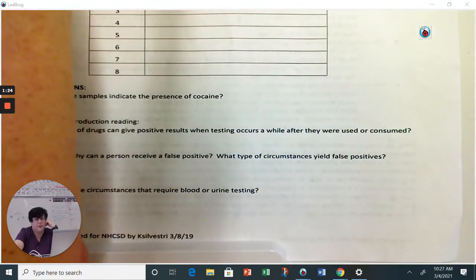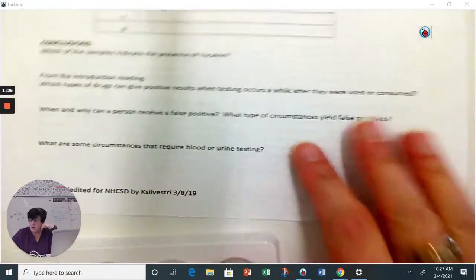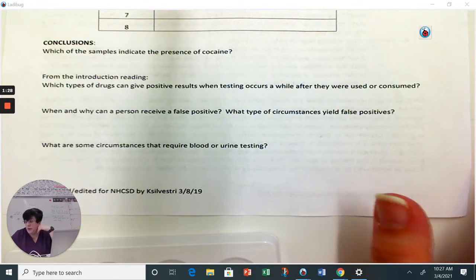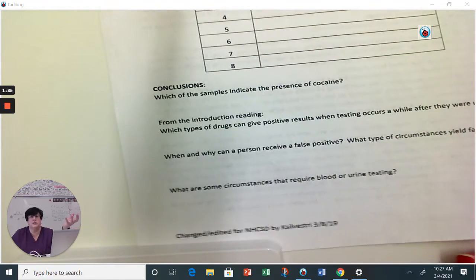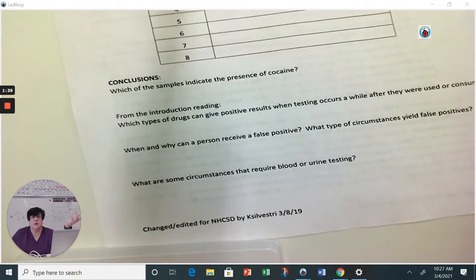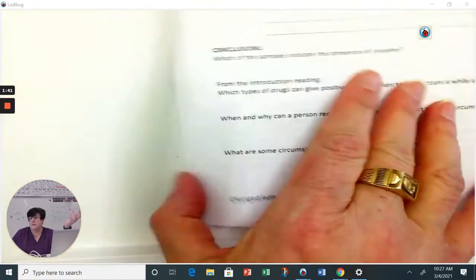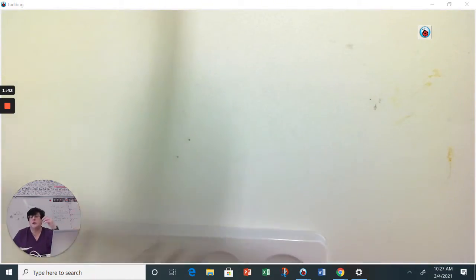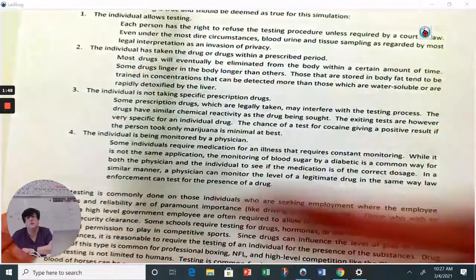Again, think about that. And then, what are some circumstances that require blood or urine testing? And you can even think about it just in general for your knowledge that's out there in the media. What requires blood or urine testing on a routine basis? We talked about some of it in class. If you're not sure, again, reread this, because this is important. It talks about drug metabolism. It's not just there to be pretty.